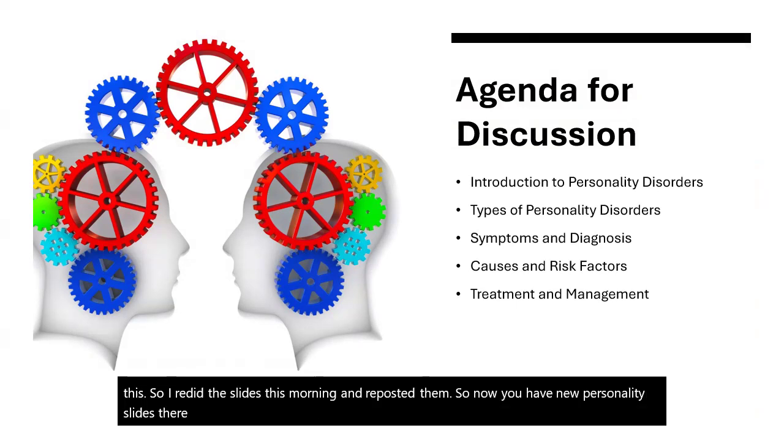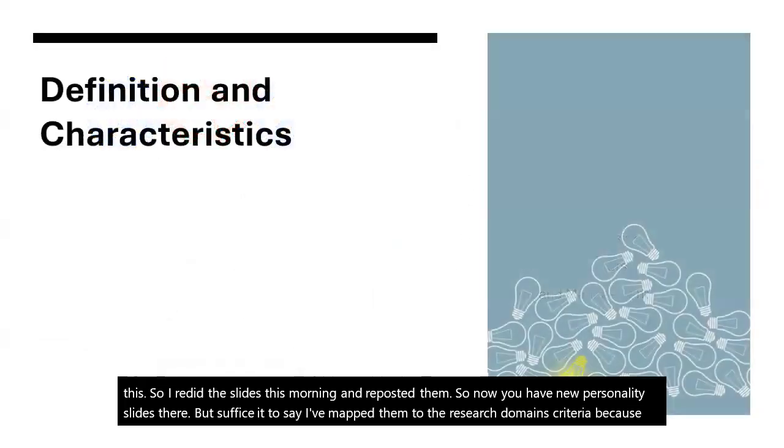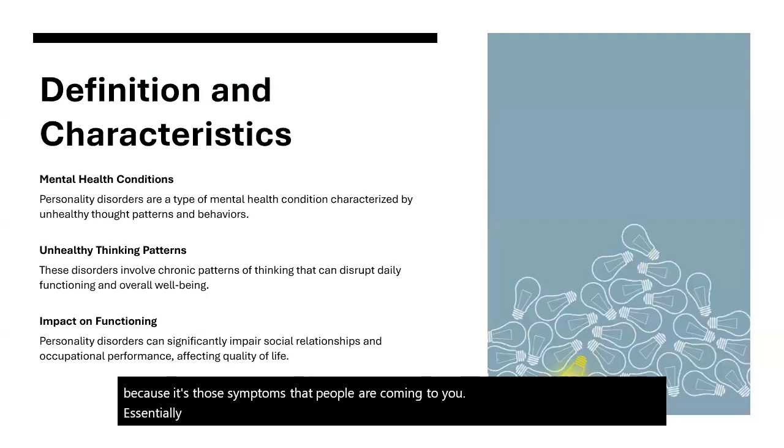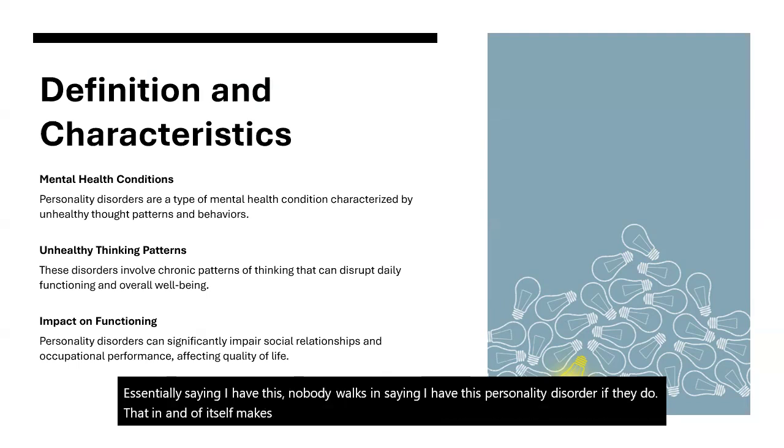But suffice it to say, I've mapped them to the Research Domain Criteria because it's those symptoms that people are coming to you with, essentially saying, I have this. Nobody walks in saying, I have this personality disorder. If they do, that in and of itself makes me think they're right. And so what I have to figure out is, what am I going to do? How is this affecting you?